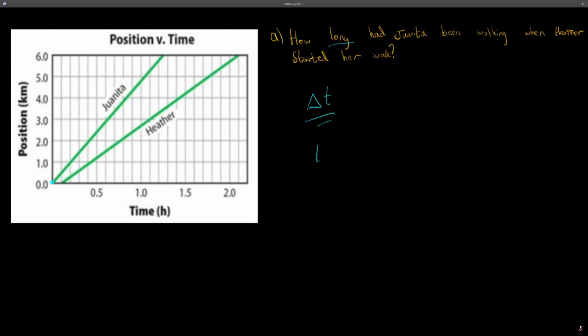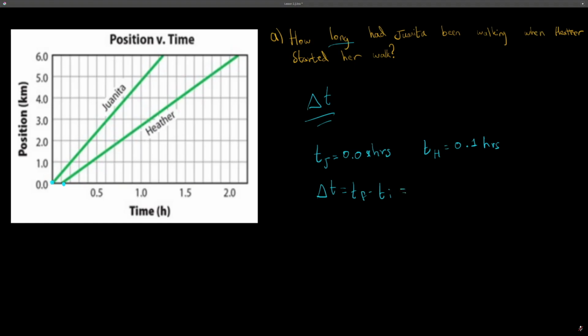So the t of Juanita is equal to 0.0 seconds. And then we look at Heather, we can see that her walk started at around t equal to 0.1, not seconds actually, hours. 0.1 hours. So, how do we calculate it? Well, to find delta t, we do t final minus t initial.